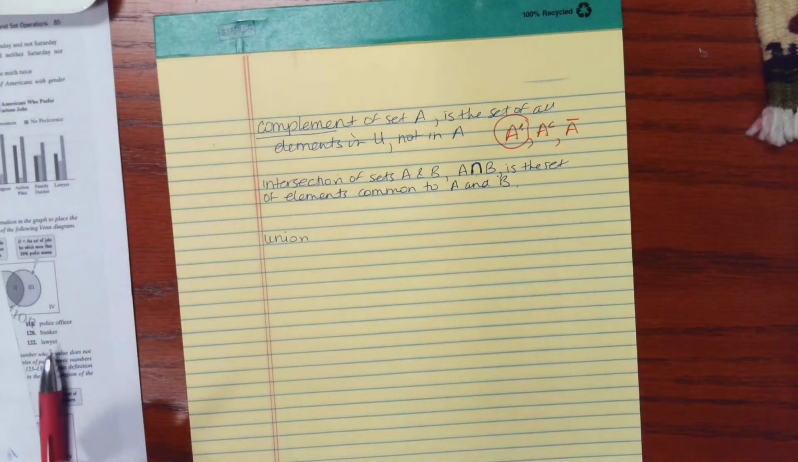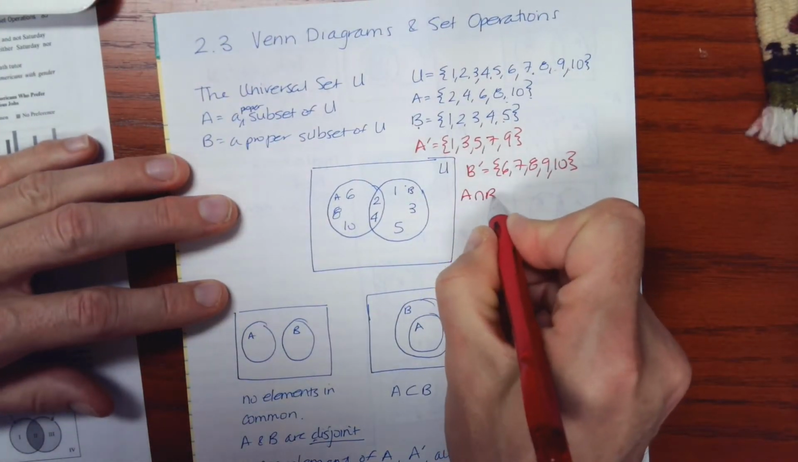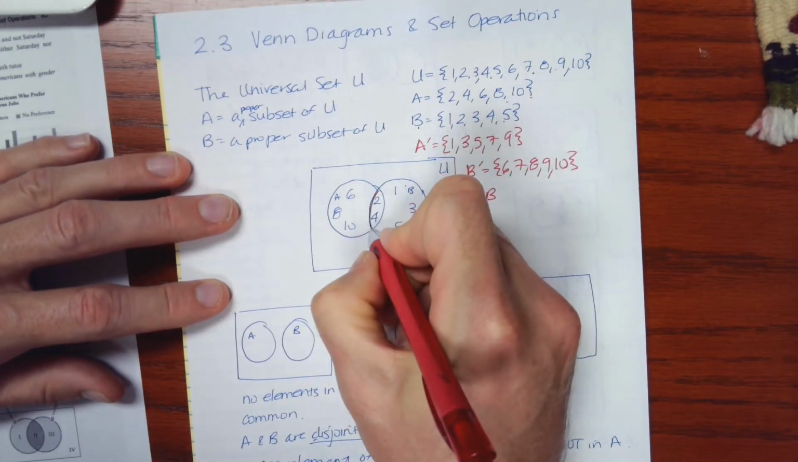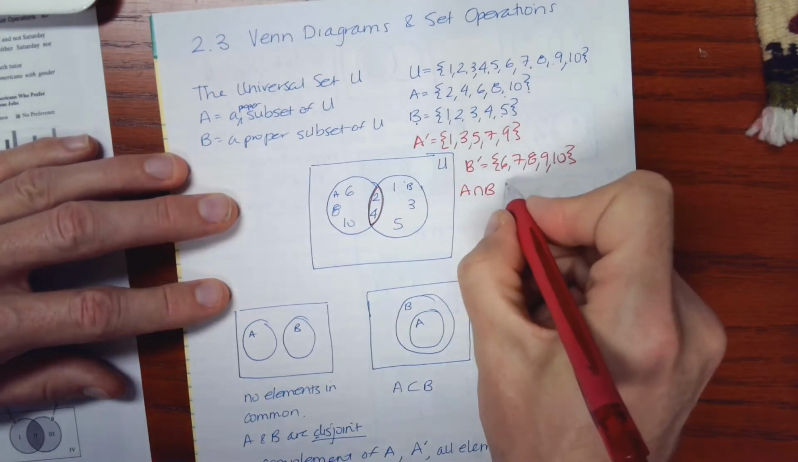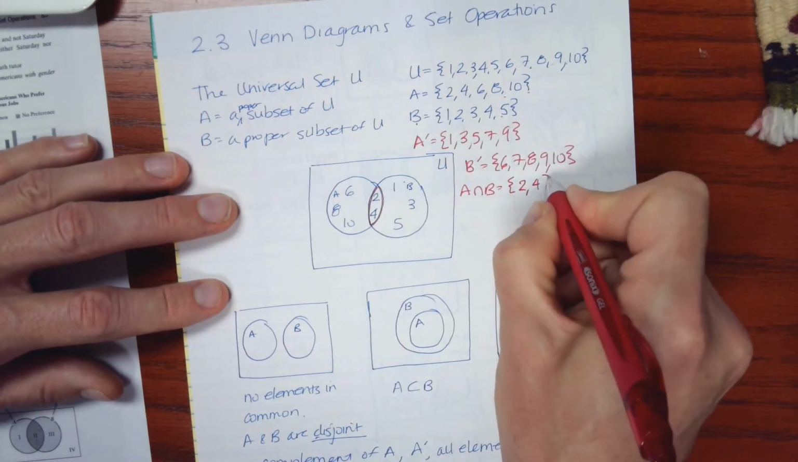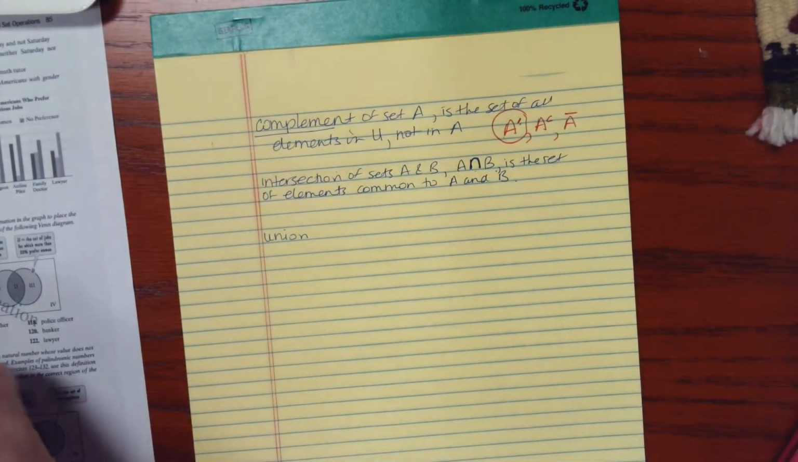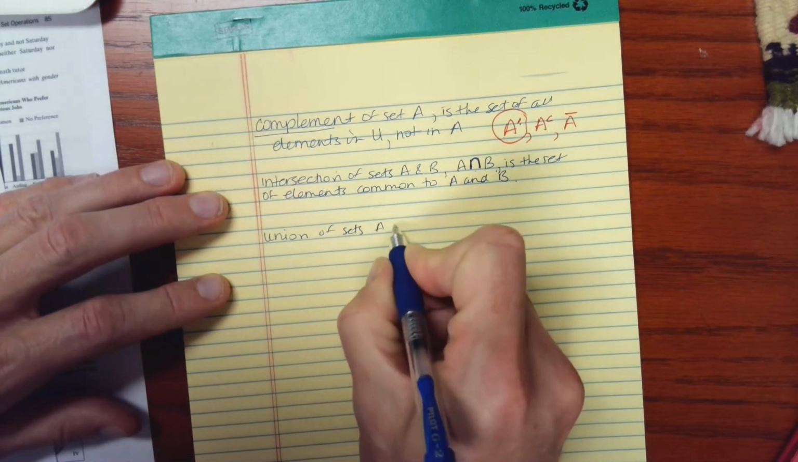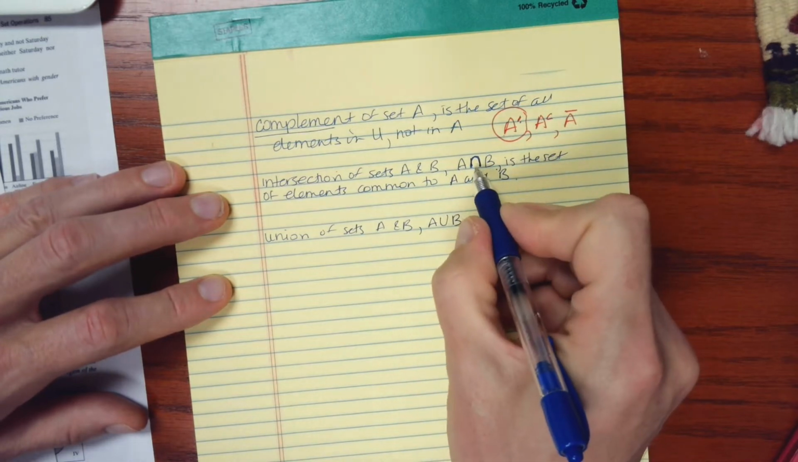Now, again, let's go back to this first example. So A intersect B, that's this region right here in the Venn diagram. So it's the overlap, it's the things that are shared, and so this is the set that contains the elements 2 and 4. That's the intersection. All right, and then lastly we have the union of sets A and B.